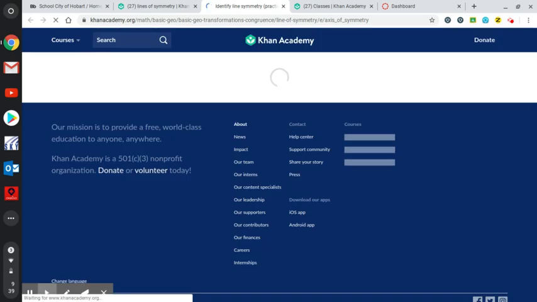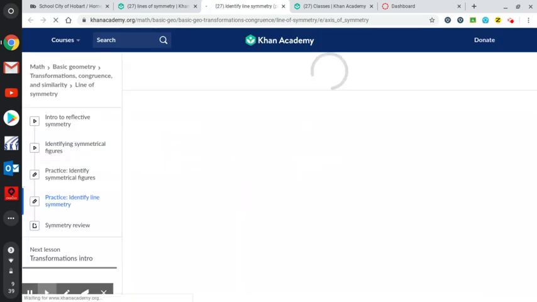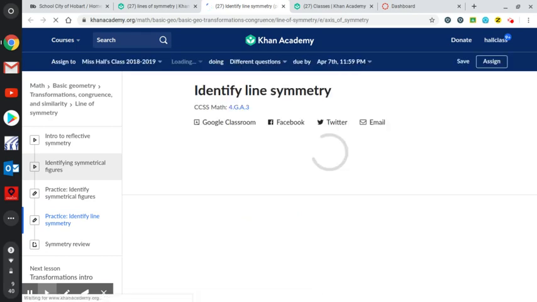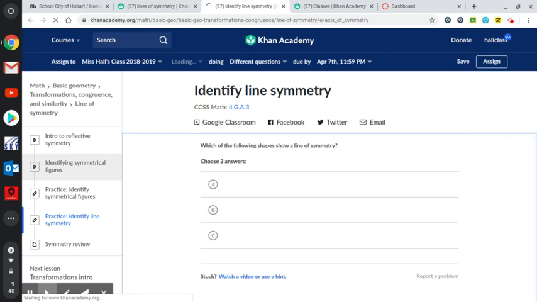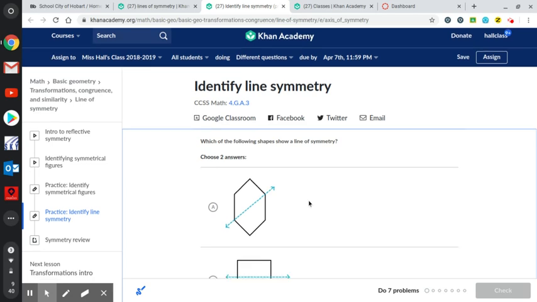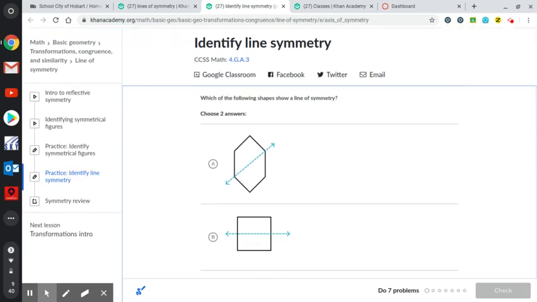So it's going to load. Give it a second. So you're going to identify the line of symmetry. A line of symmetry means it's like an invisible line on a shape. So if I have a square, you know what a square is, right? It's got 4 right angles and all the sides are the same. If I put a little tiny invisible line, you see that blue line running across? It's like you fold that shape. If I fold that shape on that line, are my parts going to match?